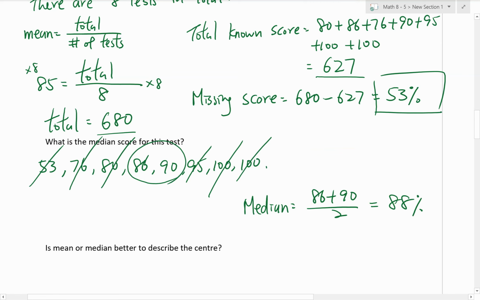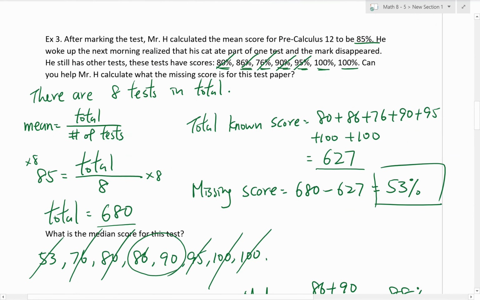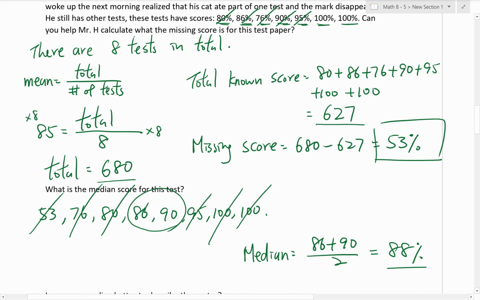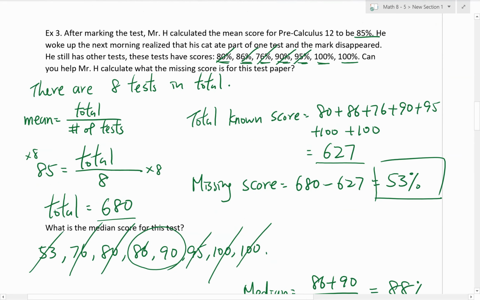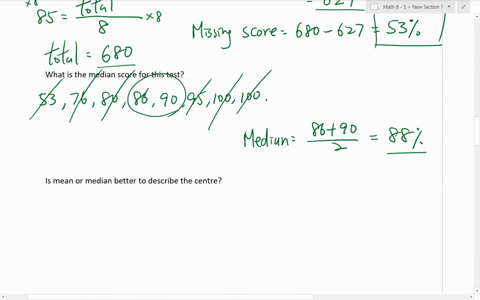Okay, so the question is, is the mean or the median better to describe the center in this case? The mean is 85 and the median is 88. To be honest, I think they are quite close. But if you were to ask me which one is a better representation, I would probably say, it's pretty close. I would say probably 88. You know what? I don't think there's a better one here. They're both quite close. They are both quite good.